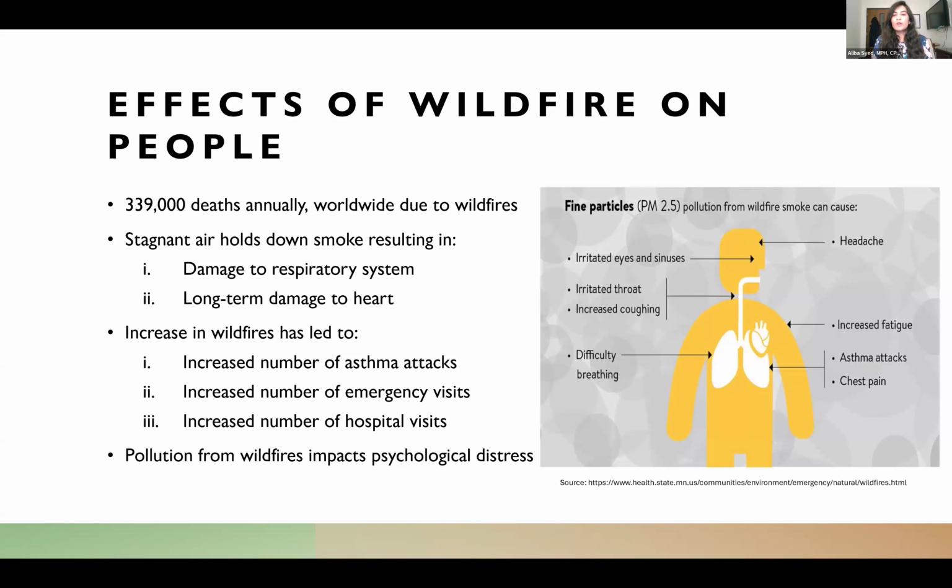The increase in fires over the years has increased the number of asthma attacks, emergency room, and hospital visits. The pollution that occurs due to wildfires has also been found to be linked to higher levels of psychological distress. Now, in the next few slides, I will go over the wildfire statistics in three different states of the US.